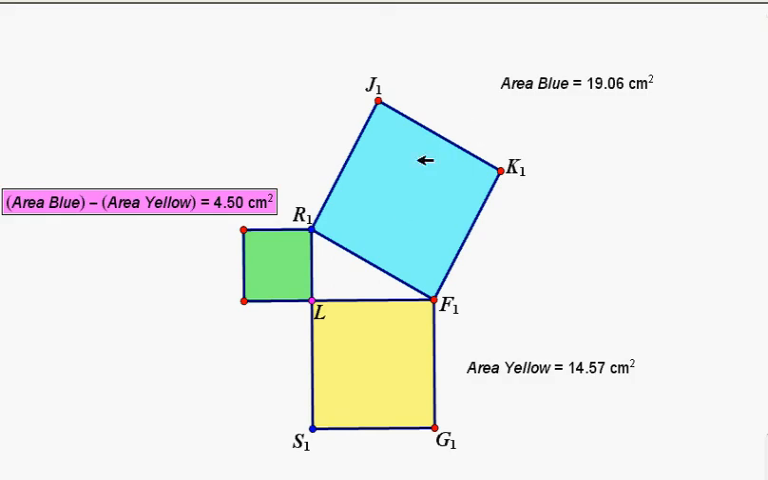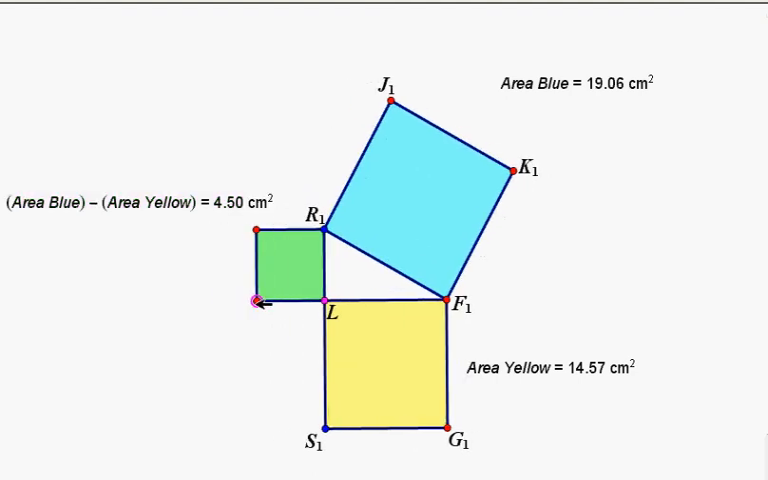And so there it is. The blue box has an area of 19.06 square centimeters. The yellow box has an area of 14.5. So if I go blue, subtract yellow, I should find the area of my green. So the area of the blue, subtract the area of the yellow, gives me an area of 4.5.